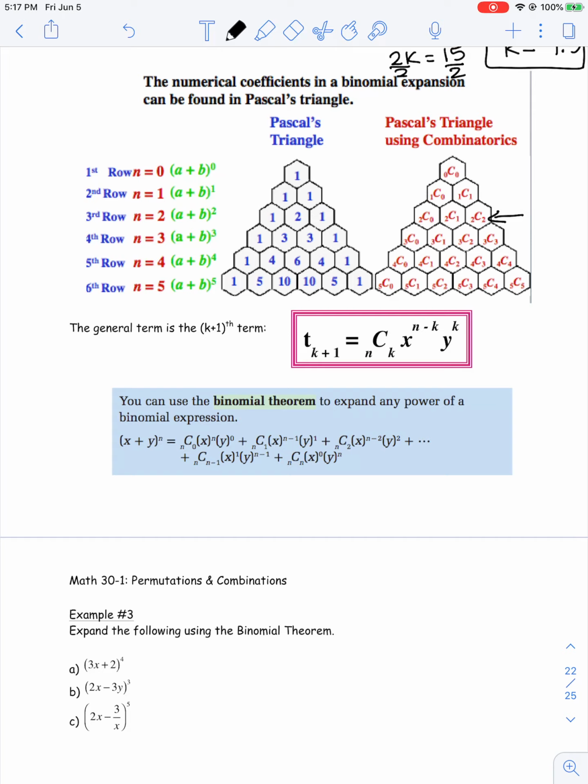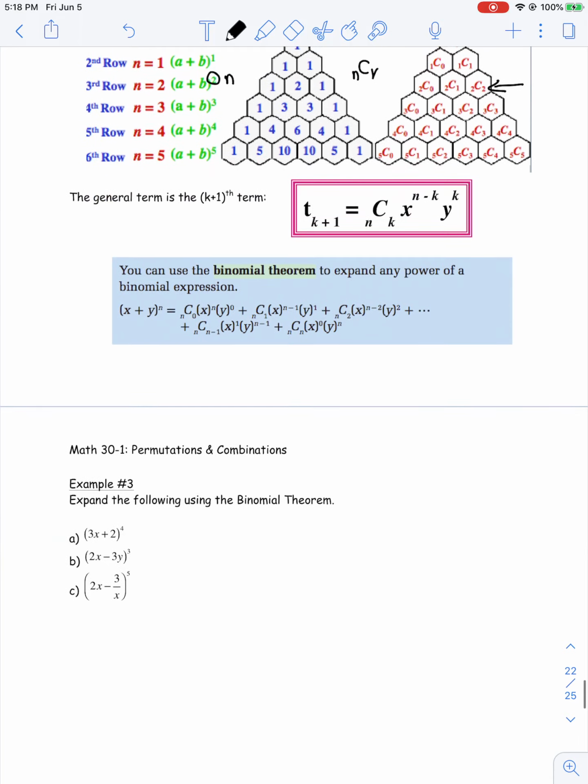So your n value, when we're talking about n choose r, corresponds to the n in your binomial. And then your r starts from 0 and counts up until it equals n. So if we're trying to do a general term equation, we're going to use term k plus 1 equals n choose k, x to the power of n minus k, y to the power of k.